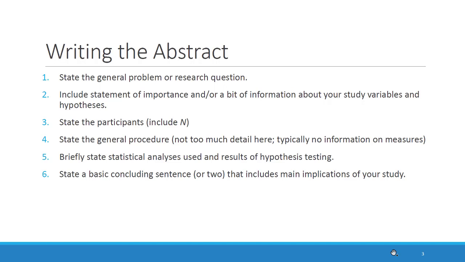Number 4, you want to state the general procedure briefly. So you don't want to give too much detail here. You don't want to include any information on the measures unless your study is a measurement-related study. Number 5, you want to briefly state the statistical analyses that you used and the results of your hypothesis testing. And number 6, you want to state a basic concluding sentence or 2 that includes the main implications of your study.